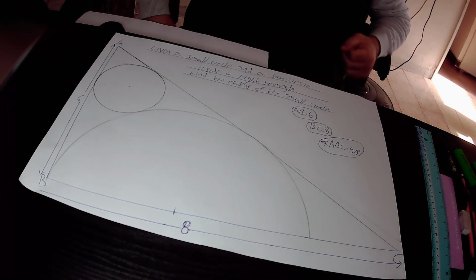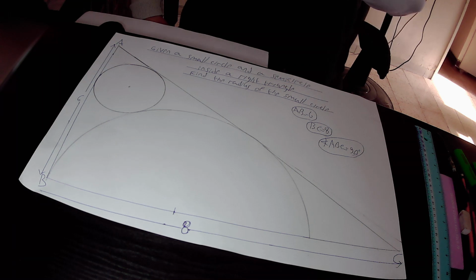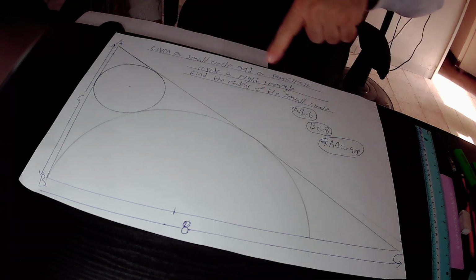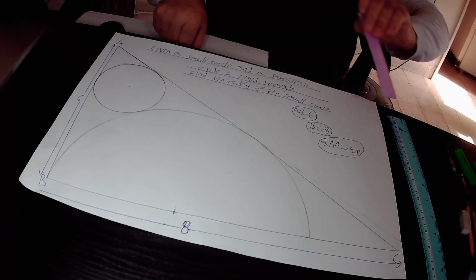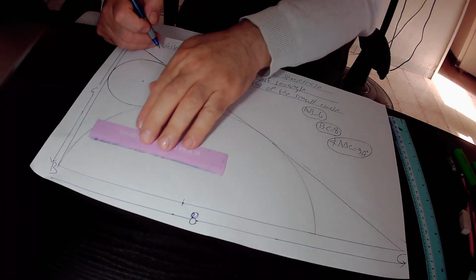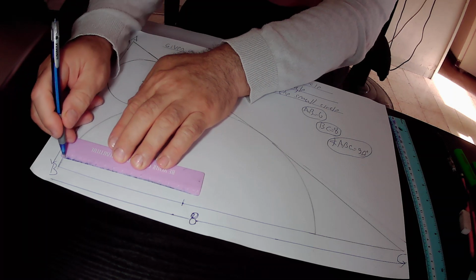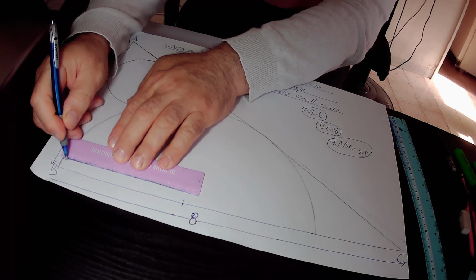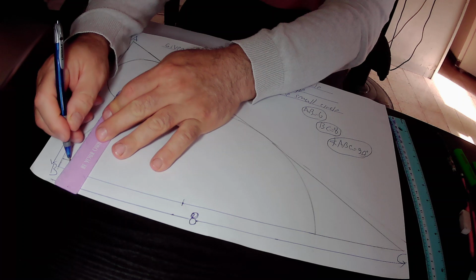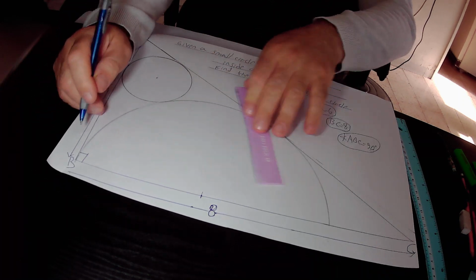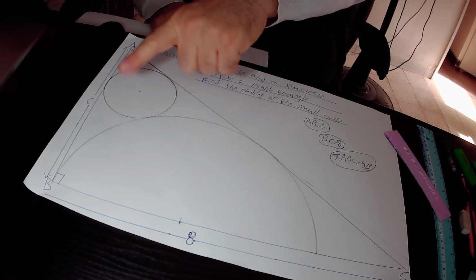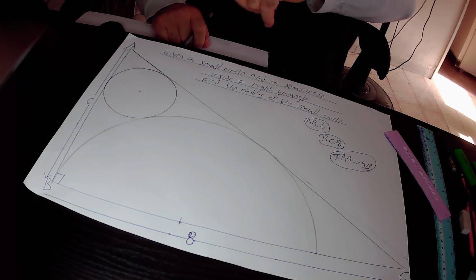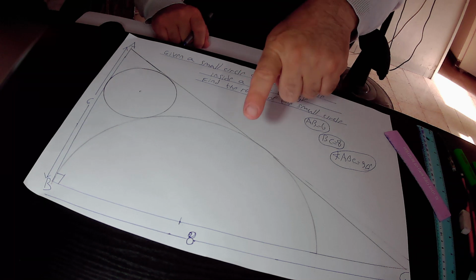In the drawing we have triangle ABC. Triangle ABC is a right triangle. This angle equals 90 degrees in its size. Angle ABC equals 90 degrees. Therefore triangle ABC is a right triangle. In addition, we know that side AB equals 6 units in its length, side BC equals 8 units.